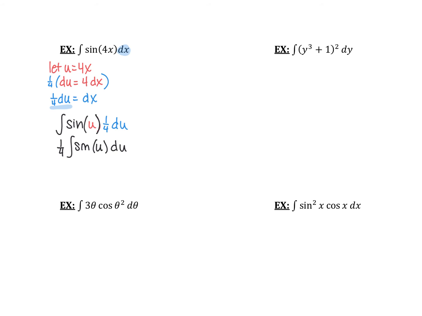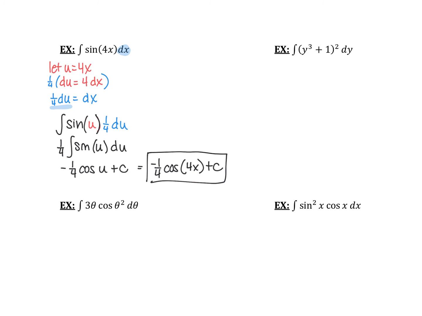So once I take this, the antiderivative of the sine would be negative cosine. So this would be negative 1/4 cosine u plus c. And when I make my substitution back in, we would have negative 1/4 cosine of 4x plus c. Again, you certainly could work your way backwards. All right, if you're feeling adventurous, hit pause and try the next one.